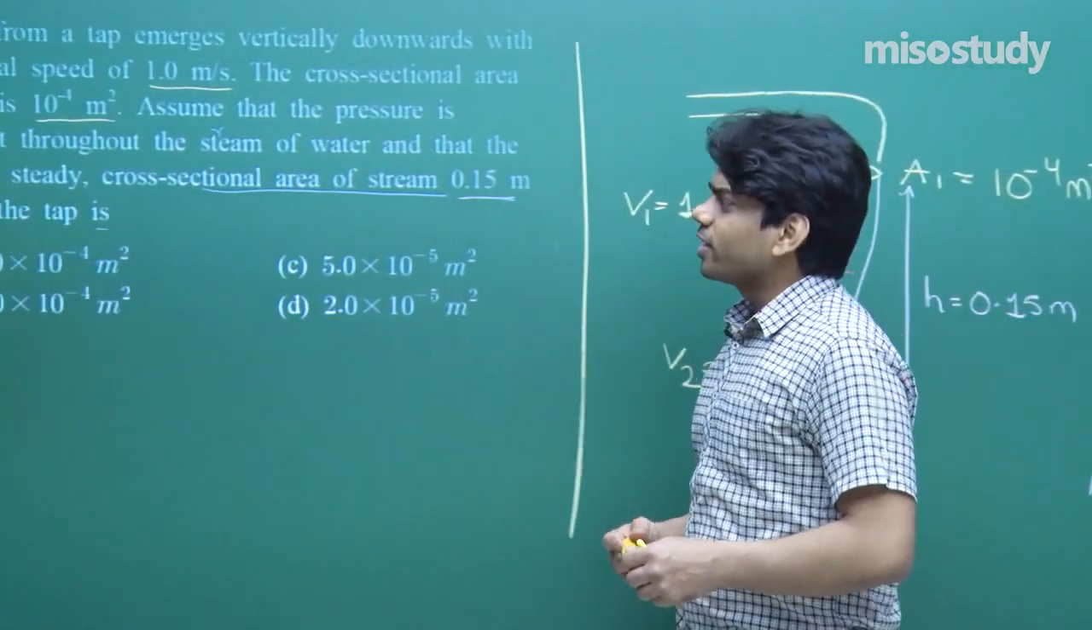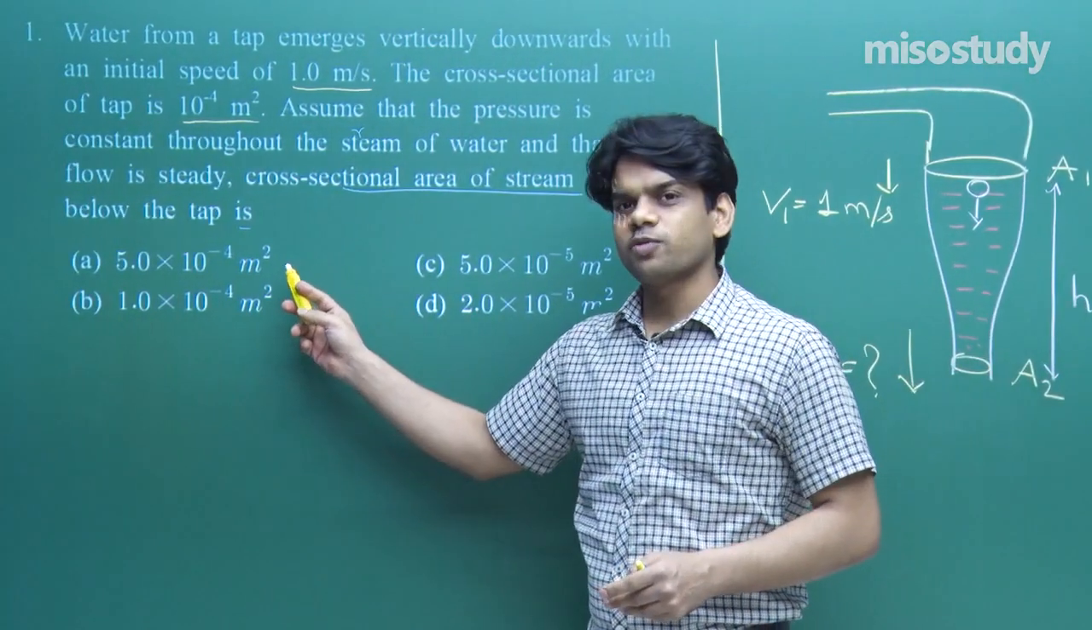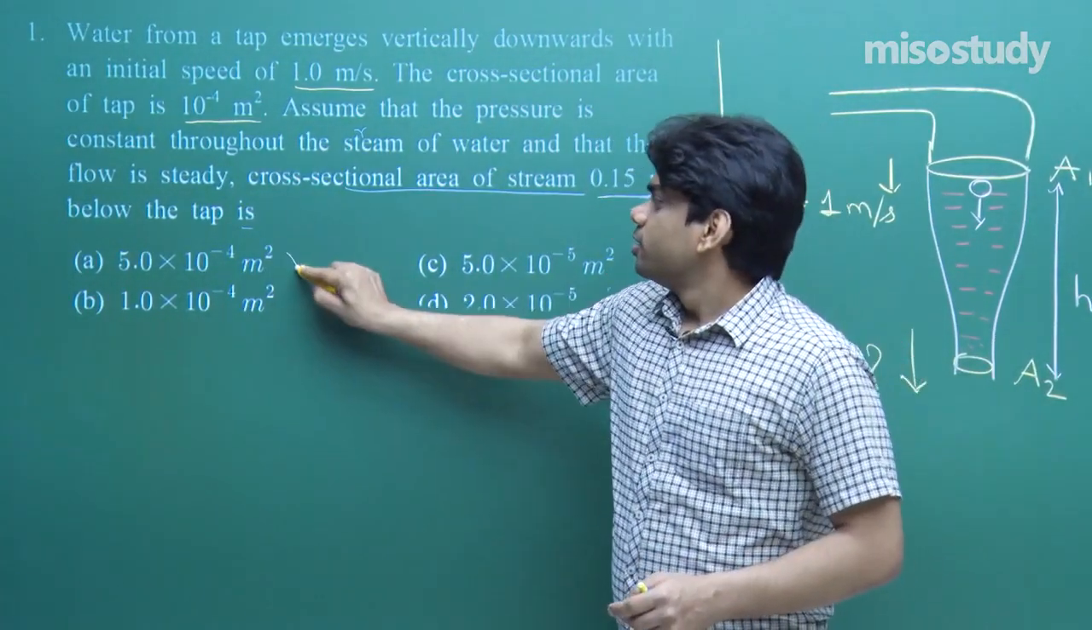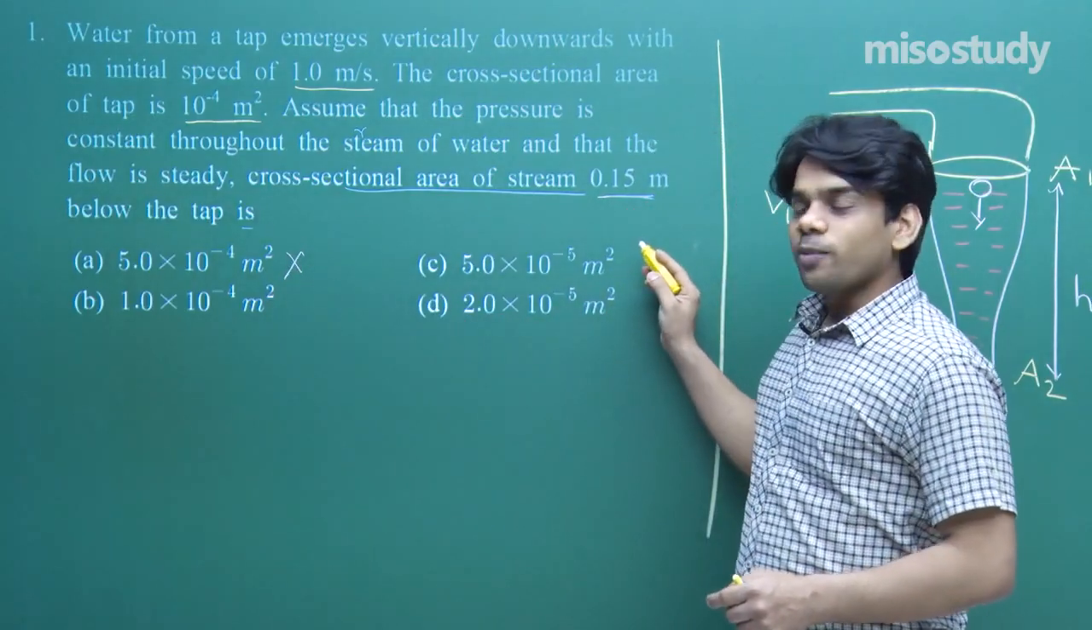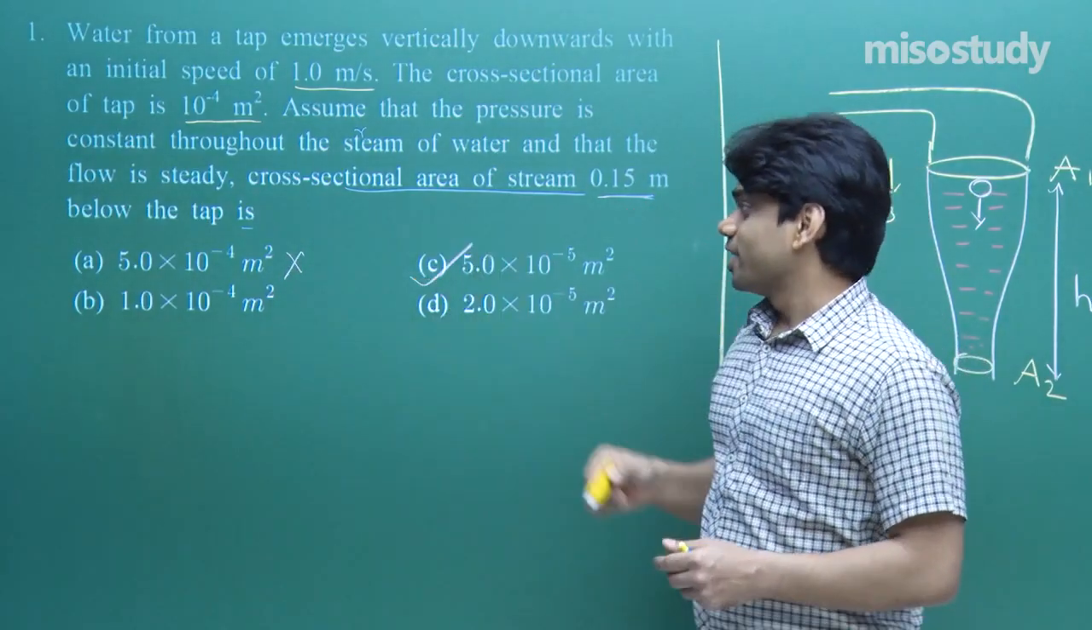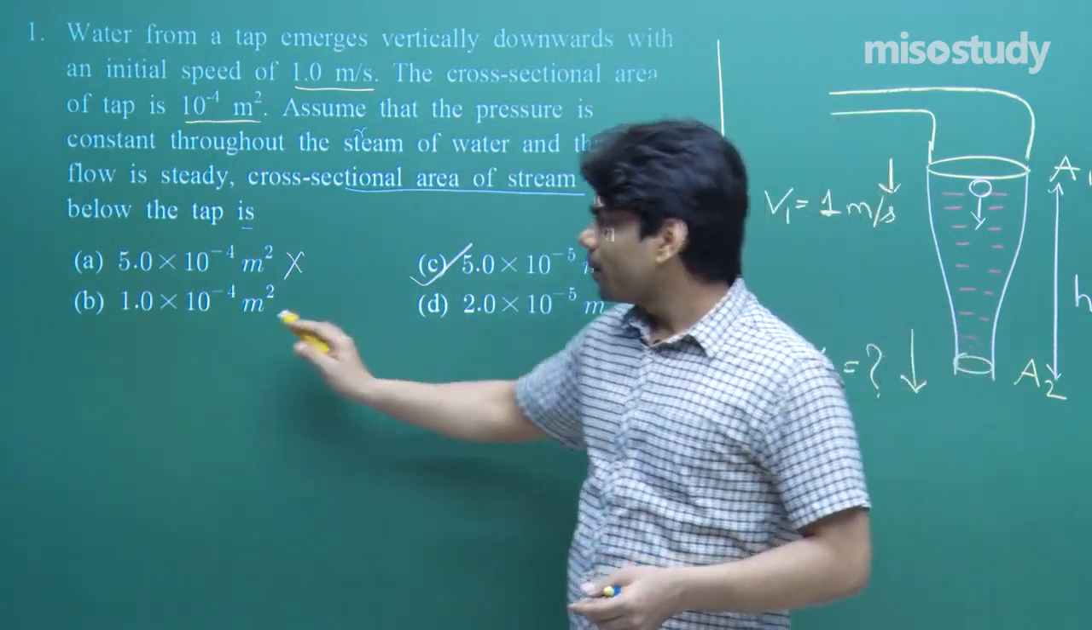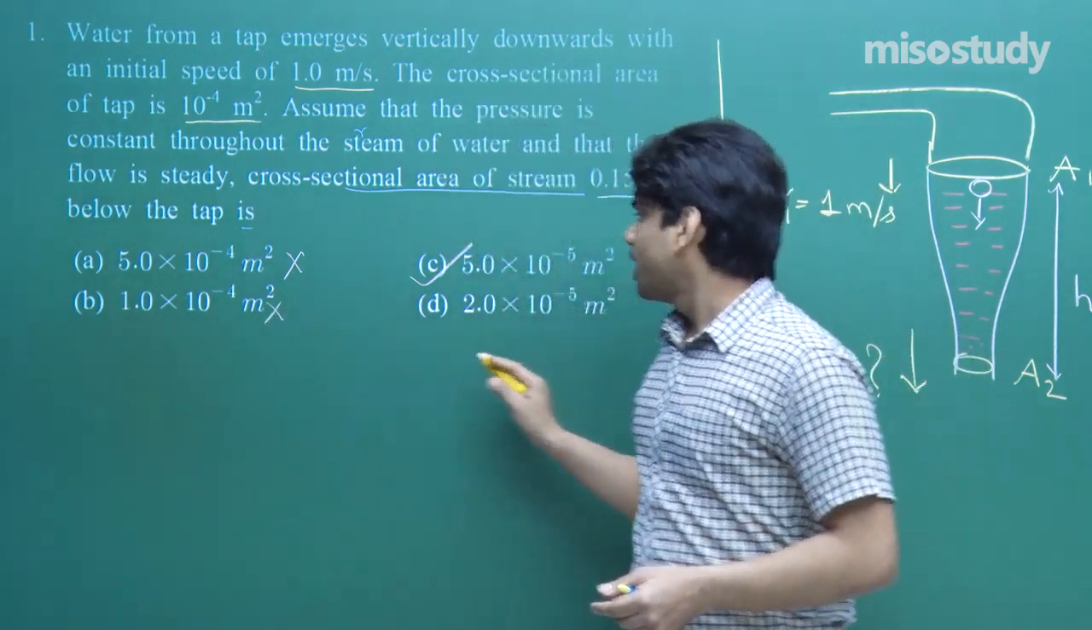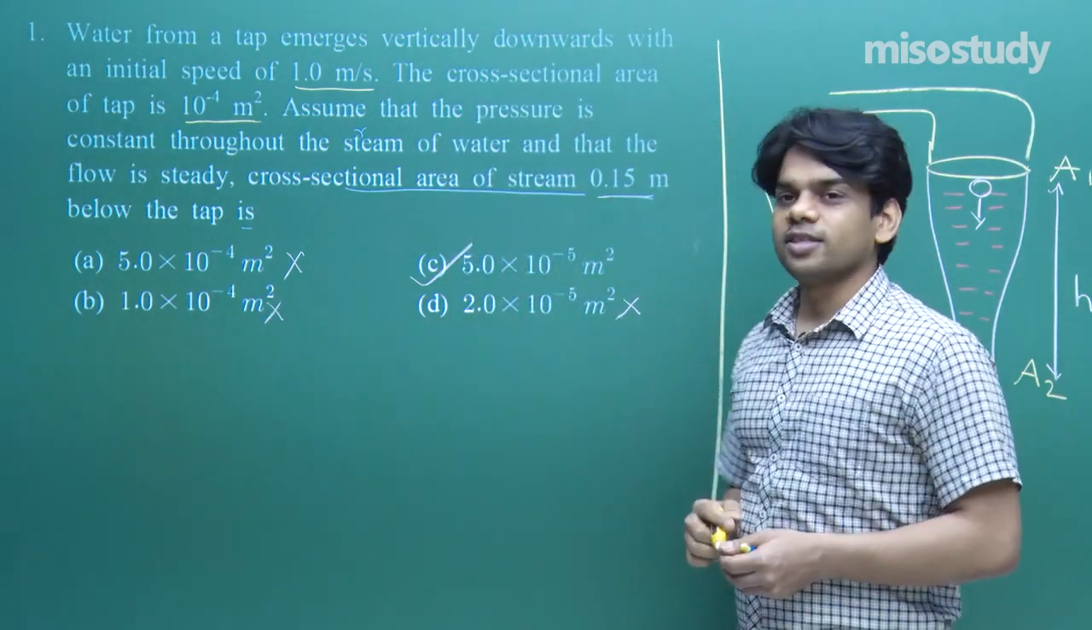5 into 10 to the power minus 5, let's check. A option, 5 into 10 to the power minus 4, incorrect. B, 5 into 10 to the power minus 5 square meter, yes. Sorry, it's C option. It's C, 5 into 10 to the power minus 5. B, 1 into 10 to the power minus 4, incorrect. And D, 2 into 10 to the power minus 5, incorrect.